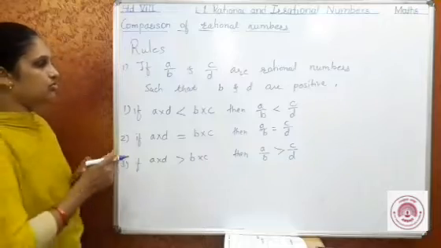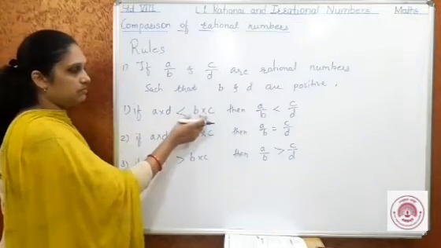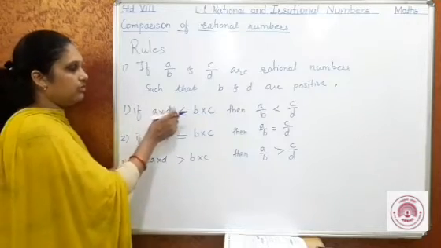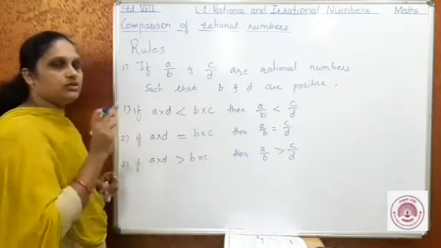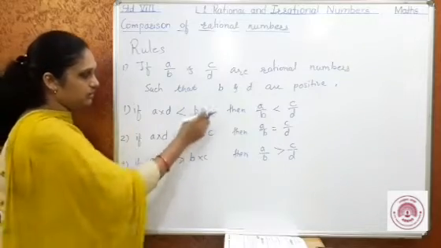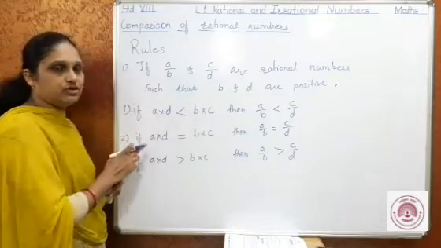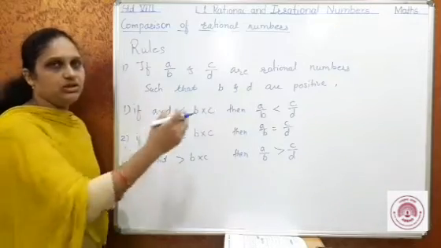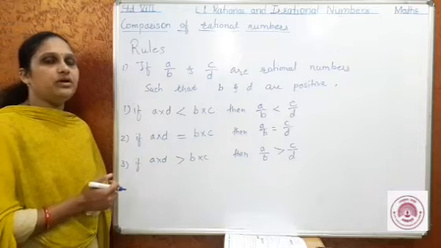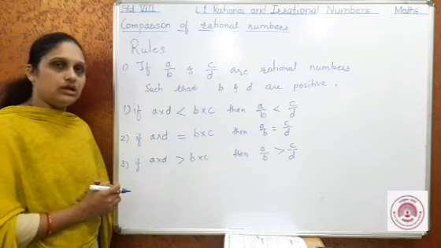See students, don't change the sequence. That means you don't have to write B into C first and A into D second. You have to use only this sequence: A into D should be first and B into C should be second. So these are the three rules to compare rational numbers. Study it properly.